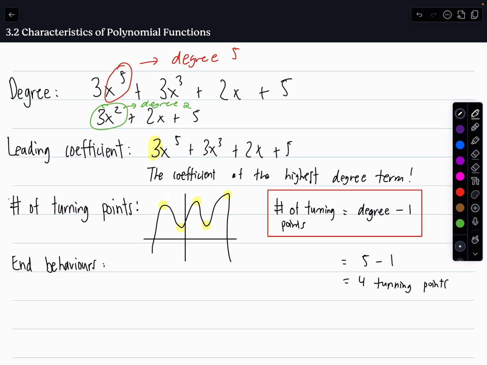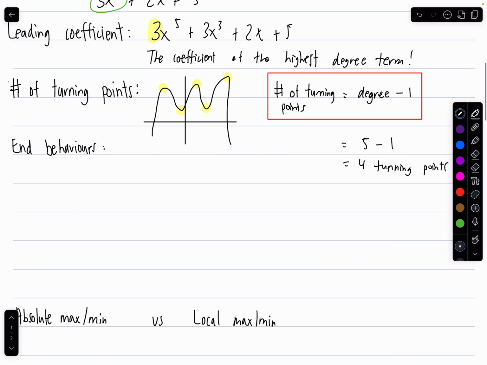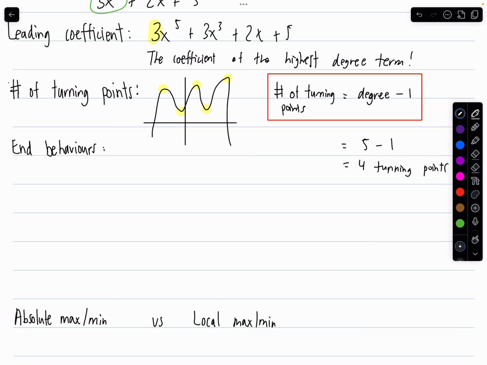Okay, moving on. End behaviors. Certain functions can look many different ways, okay? So for end behaviors, you can have functions that look like this.